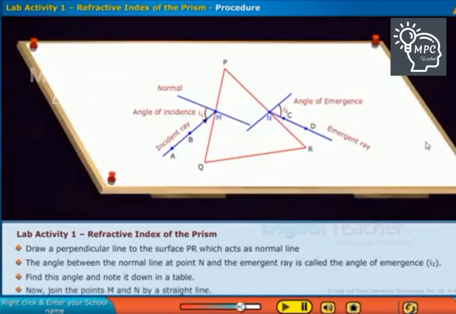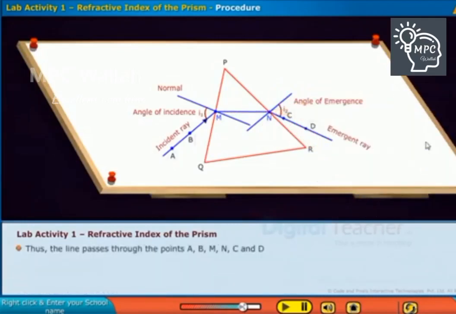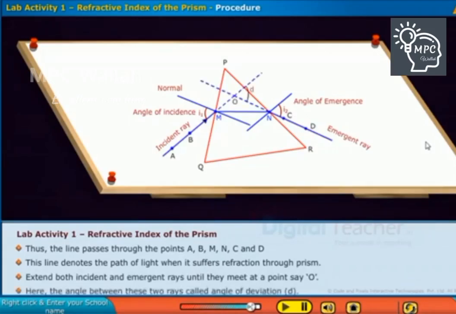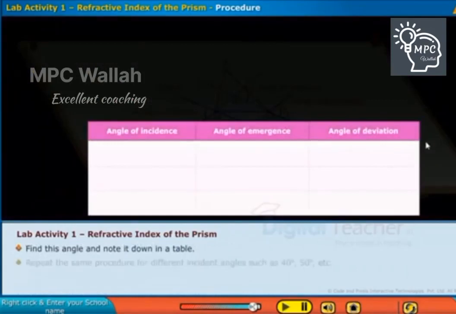Now join the points M and N by a straight line. Thus the line passes through the points A, B, M, N, C and D. This line denotes the path of light when it suffers refraction through prism. Extend both incident and emergent rays until they meet at a point, say O. Here the angle between these two rays called angle of deviation D. Find this angle and note it down in a table.